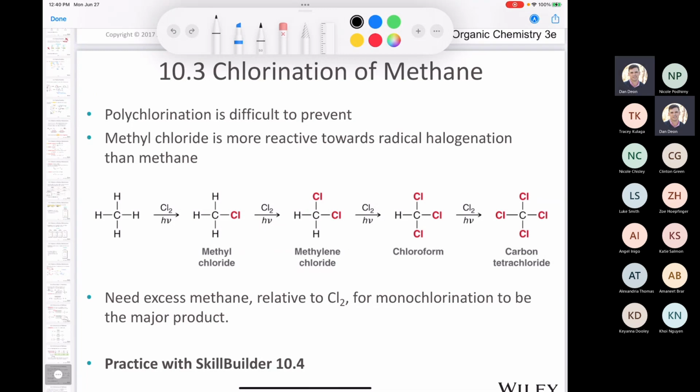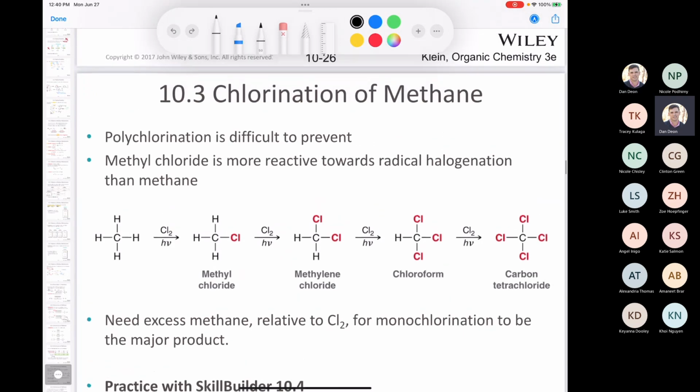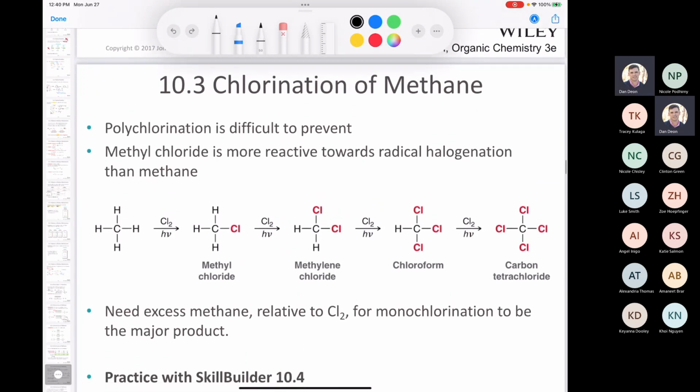So it's very difficult to just stop here. It's like a runaway train. It just keeps chlorinating and chlorinating and chlorinating because you get something that has a lower bond dissociation energy all the time as you add chlorines to the molecule. So in order to get monochlorination, what do you do? You just put a huge excess of methane. So there's so many methane molecules that the radical has a higher probability of running into a methane molecule than a methyl chloride or anything else. Okay, that's kind of the workaround for that. Might not sound elegant, but it works.